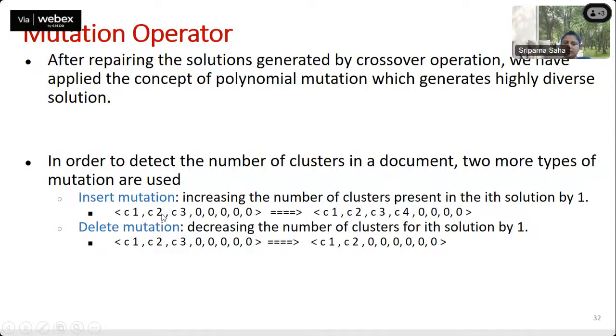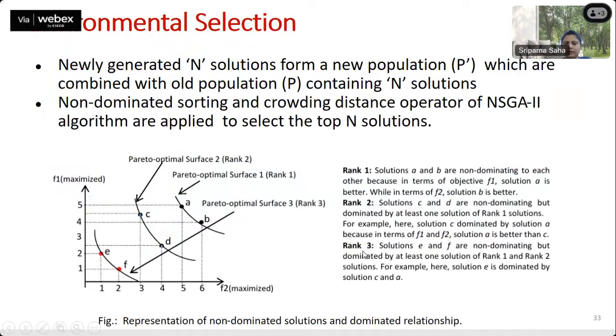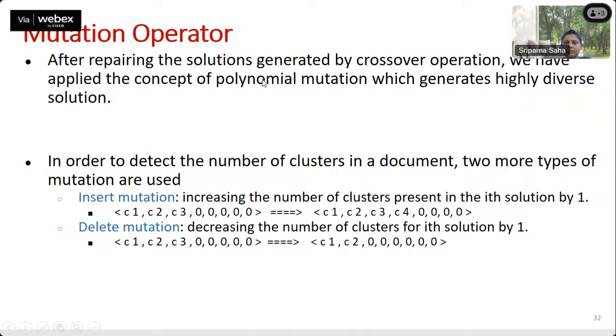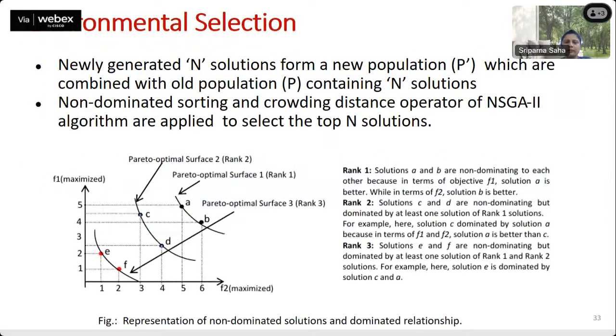Initially, suppose there are 3 cluster centers. Now we can either increase the number of cluster centers to 4, or decrease it to 2. Or you can also apply polynomial mutation, where we simply change a few of the cluster centers. So these are the three possible ways of mutation. Now environmental selection.